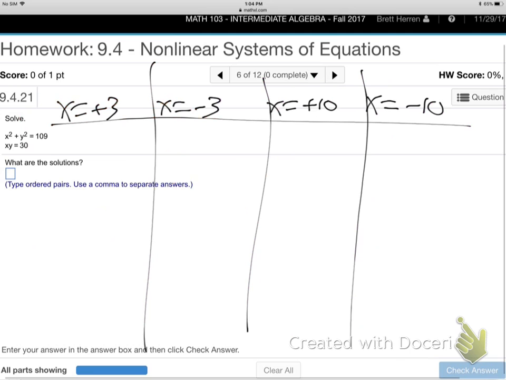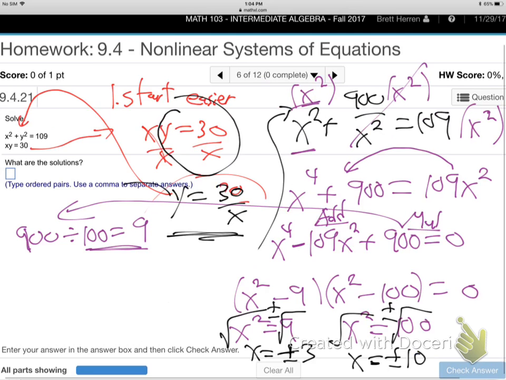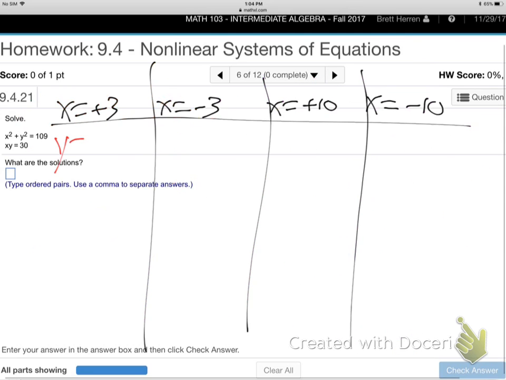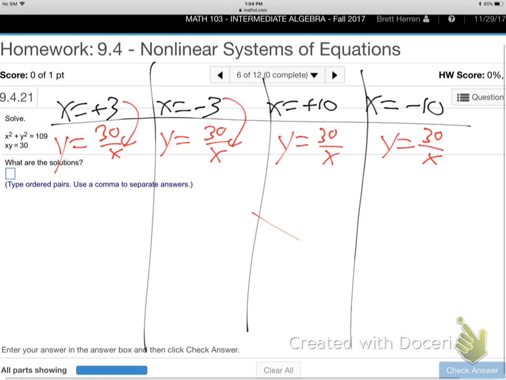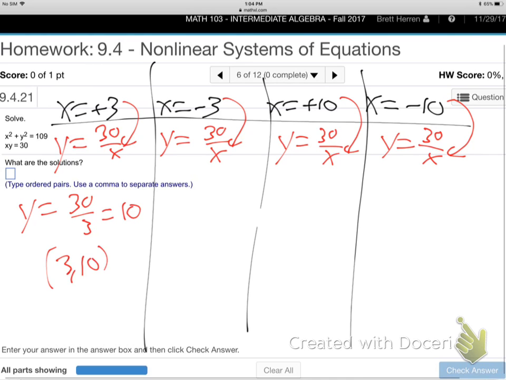So I'll do that. I had y alone. I already forgot what it is. 30 over x. So y is 30 over x. So in all these, I'm going to plug into 30 over x. So plug in the 3, plug in the negative 3, plug in the 10, plug in the minus 10 there. So what do we got? 30 over 3, 10. So that means that's the answer 3, 10. Everybody see how I got that? The x equals 3 led to the y 10.